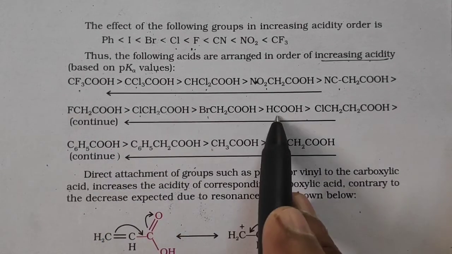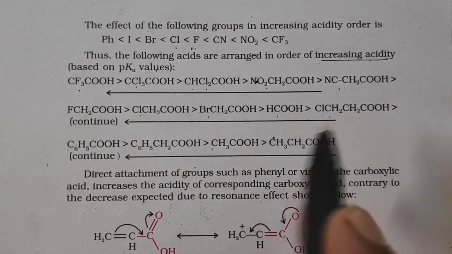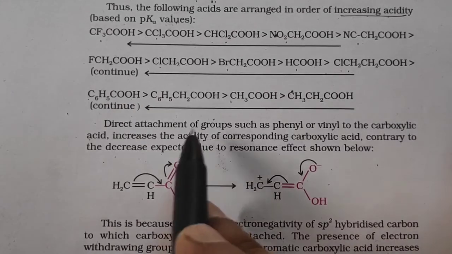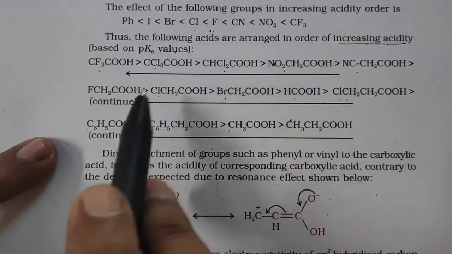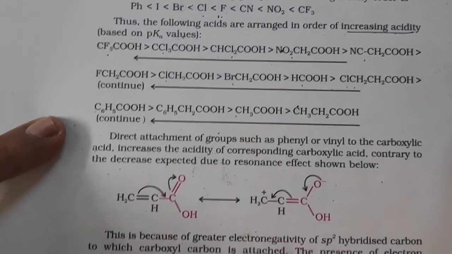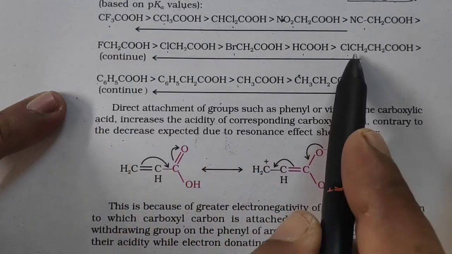Cl, then Br, then what is there? Nothing, CH, then here Cl is there. Okay, so from here we can make out that if more strong electron withdrawing groups are there, more stability will be there and more acidic it will be. So you can see the order in this case also.